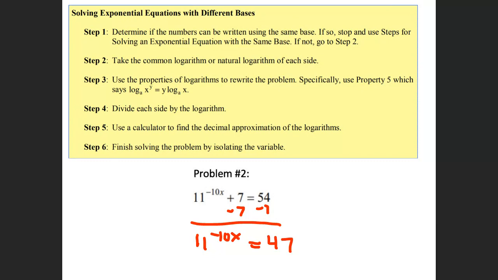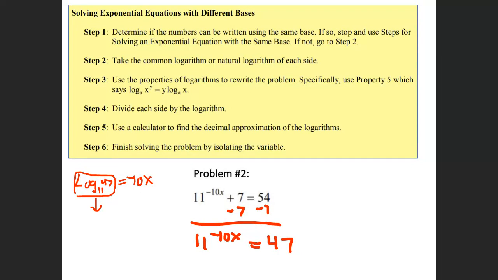Now, there's no way you're going to write 47 and 11 with the same base, right? Not a chance. So if you can't, then your next step is to rewrite it as a logarithm. So this would be log base 11 of 47 is equal to negative 10x. What is this? Somebody please go to your calculator and tell me what the log base 11 of 47 is, because I don't know what it is.